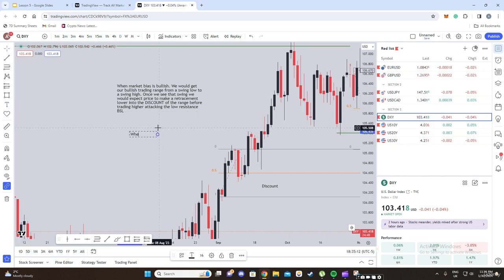And the opposite for when the market bias is bearish. So when the market is bearish, we would get our bearish trading range from a swing high to a swing low. Once we see that swing low, we can expect price to have a retracement higher into the premium of the range before price trades lower, attacking the low resistance sell side liquidity. SSL.